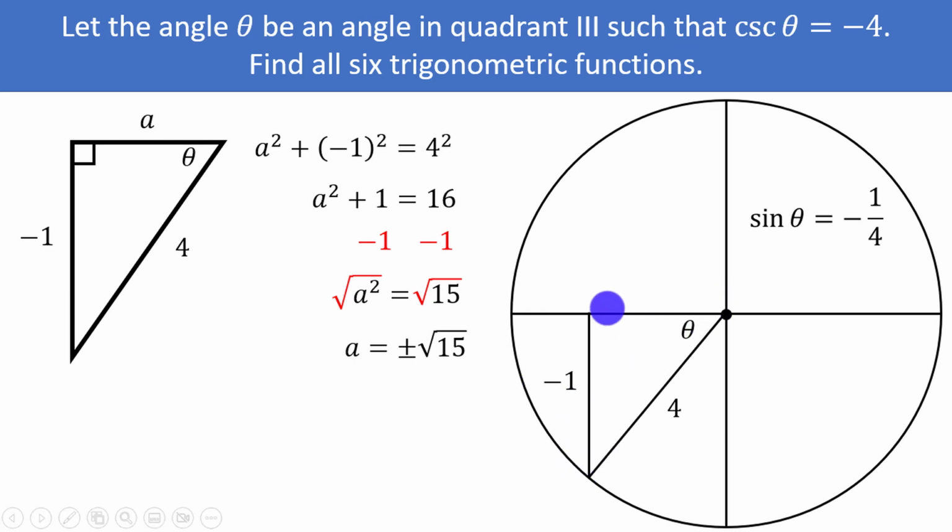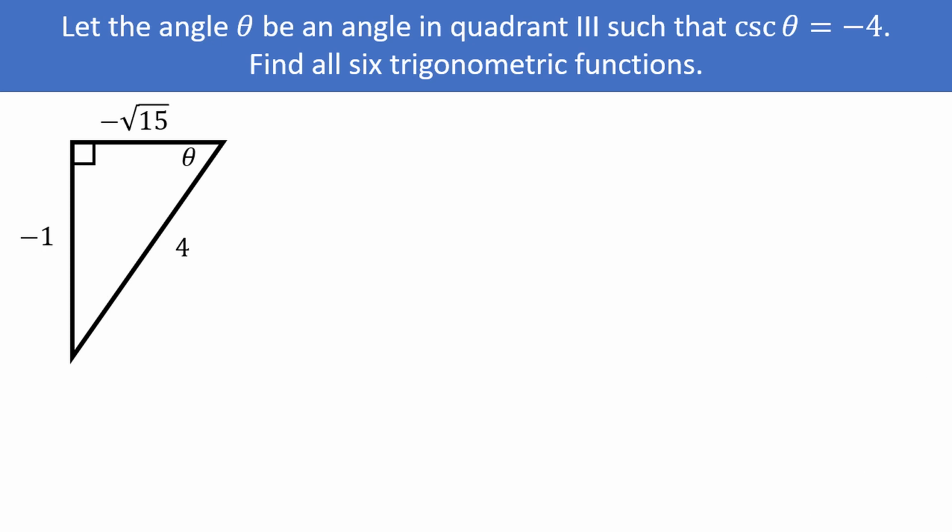Since we are in quadrant 3, our x-coordinate must be negative, because we are to the left of the y-axis, so we must take the negative square root. So a is equal to negative square root of 15. Let's find the 6 trigonometric functions.